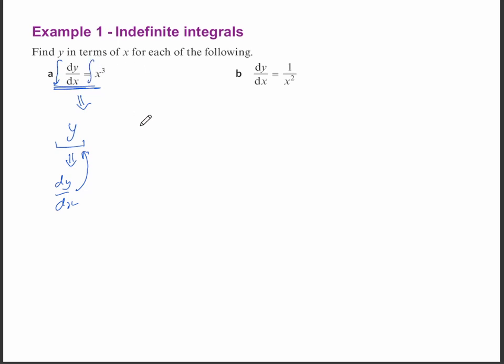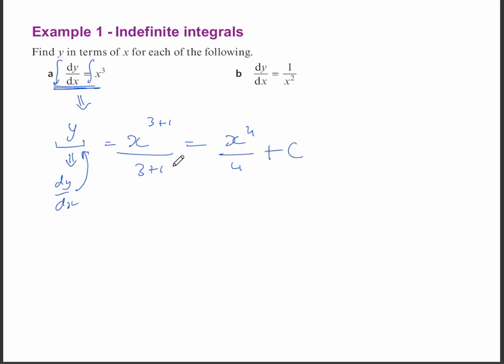Then integrating the right side, what we will do is x power n plus 1 over n plus 1. So 3 plus 1 here, which will give us x power 4 over 4. But we don't have to forget the plus c, because it could be anything as the constant.